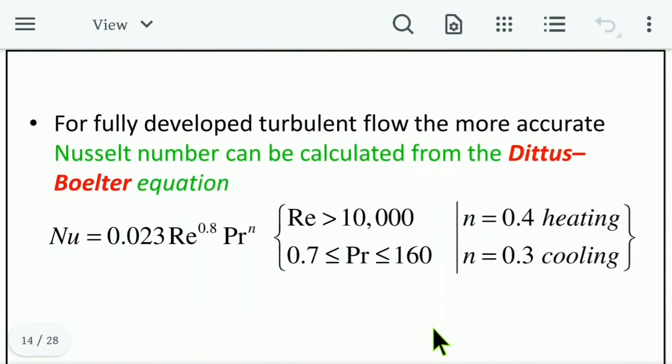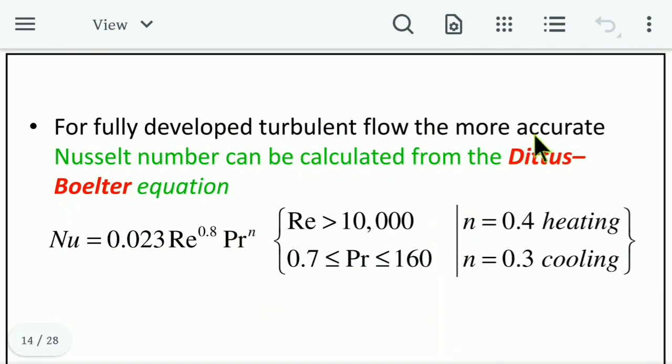For fully developed turbulent flow, the more accurate Nusselt number can be calculated from the Dittus-Boelter equation. This is the equation. Nu, that means Nusselt number, is equal to 0.023 Reynolds number to the power 0.8 Prandtl number to the power n, for Re greater than 10,000 and 0.7 less than or equal to Prandtl number less than or equal to 160, and n is equal to 0.4 for heating and 0.3 for cooling.